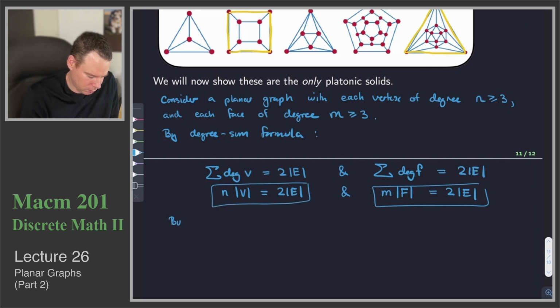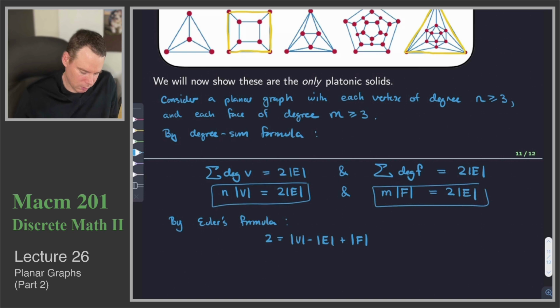By Euler's formula, what do we have? Well, we have 2 is equal to the number of vertices minus the number of edges plus the number of faces. But we can use these 2 expressions to rewrite the number of vertices in terms of the number of edges and the number of faces in terms of the number of edges. So what is v? v is 2 over n times the size of e, minus the size of e, plus the number of faces is 2 over m times the size of e.